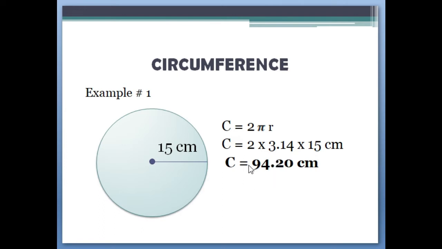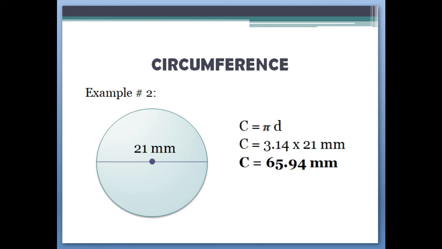Now, next. So 2 times 3.14 times 15 is 94.20 centimeter. So yung unit ninyo is centimeter kasi yung circumference is parang kaparehas lang siya ng perimeter. Ang kaibahan nga lang, ang perimeter ay ginagamit natin for mga shapes na may sides.